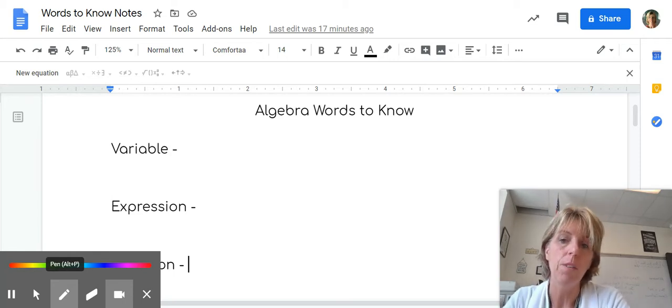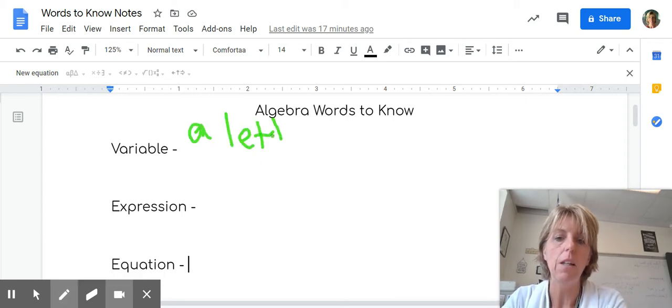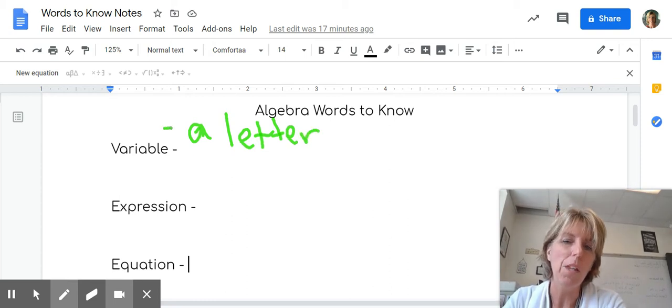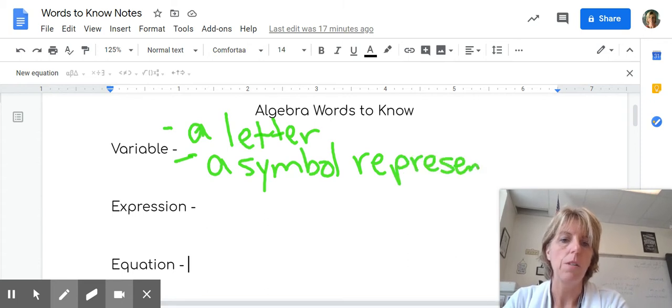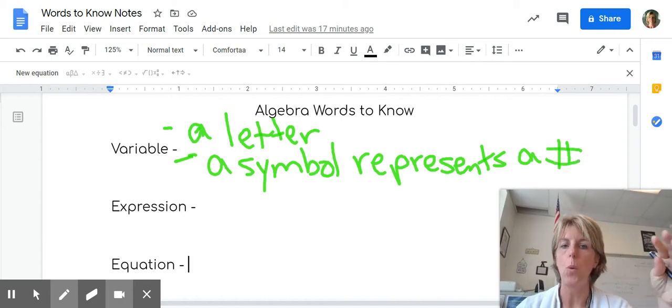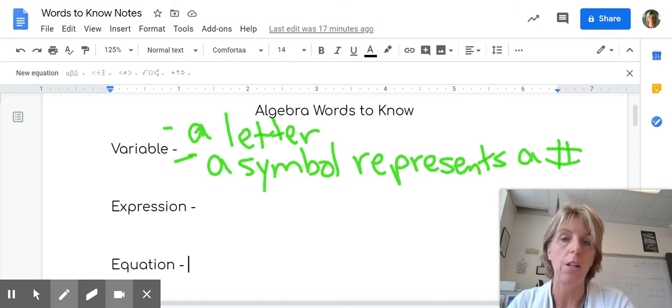The first word is variable. What's a variable? It's a letter. Typically, it's Y or X. But really, it's a symbol that represents, or takes the place of, a number. So we're going to have a math equation or a math expression, and we're going to take the number out and put a letter in its place. A lot of algebra is trying to figure out what that missing number is that's supposed to be in that place, and what that letter is taking the place of. So a variable is a letter, a symbol that represents a number.